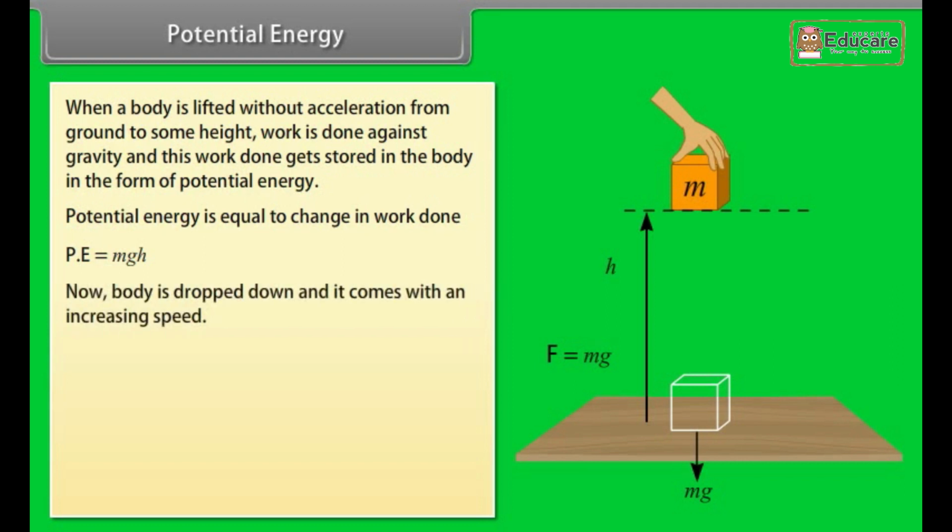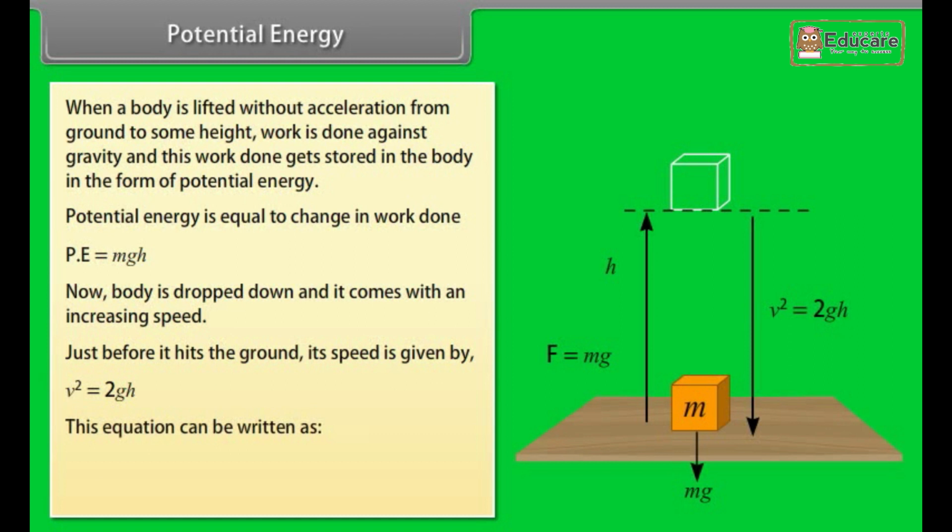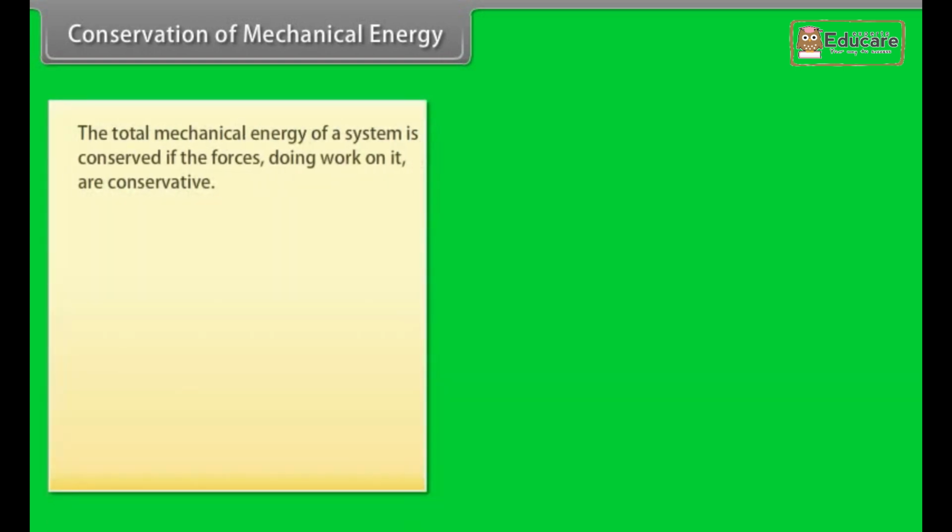Now, the body is dropped down and it comes with an increasing speed. Just before it hits the ground, its speed is given by v square is equal to 2gh. This equation can be written as half mv square equals mgh. Conservation of mechanical energy: the principle of conservation of total mechanical energy states that the total mechanical energy of a system is conserved if the forces doing work on it are conservative.